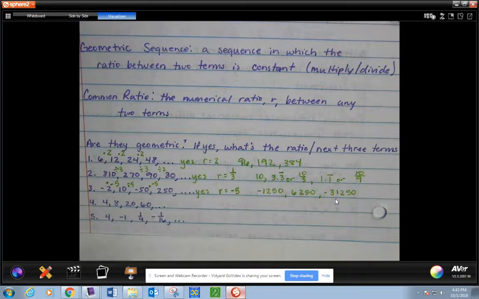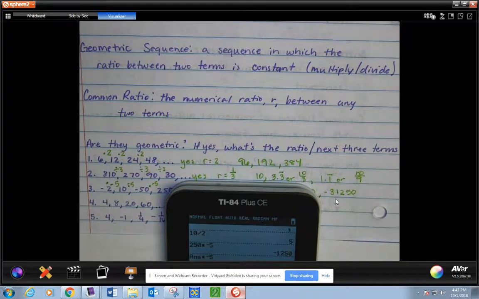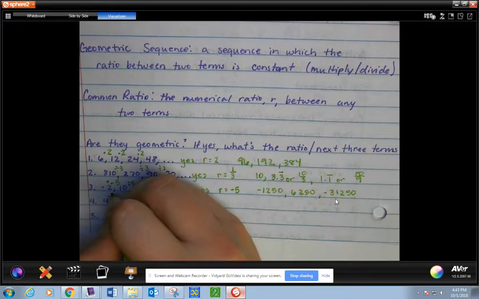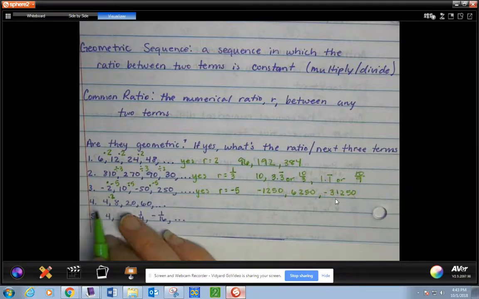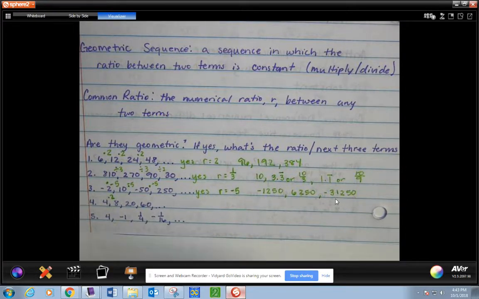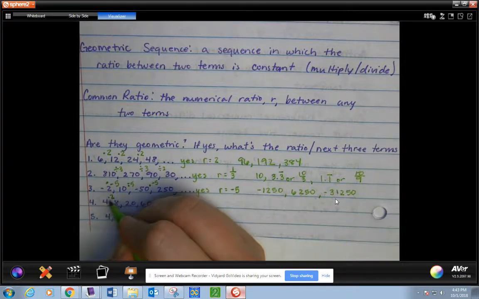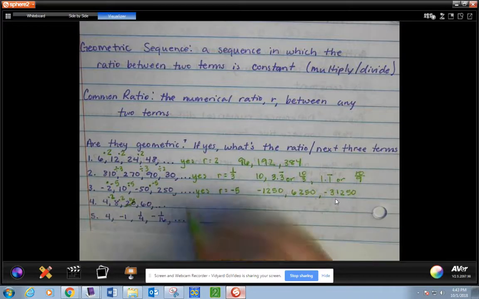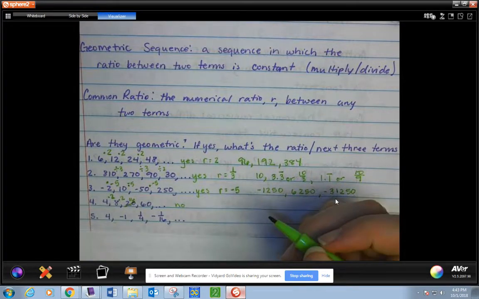Okay, for the next one, I go 4, 8, 20, 60. So my numbers are getting bigger. So I'm going to take the second number and divide it by the first number, and that gives me 2. Since my numbers are getting bigger, I am multiplying by 2, and this time it's a positive 2 because all the signs are the same. So now I just need to check. If I do 8 times 2, I should get 16, but I have 20. So this is not a geometric sequence.